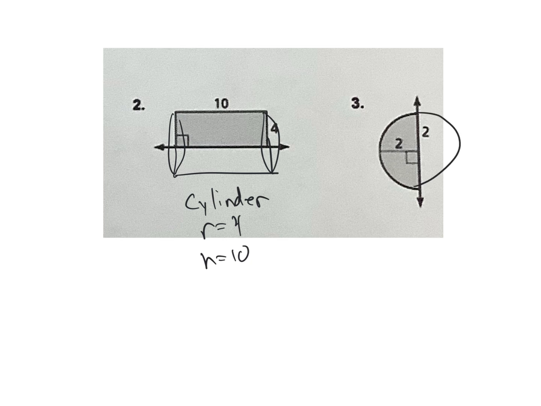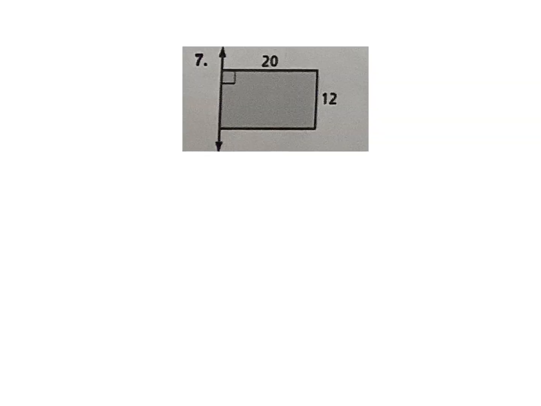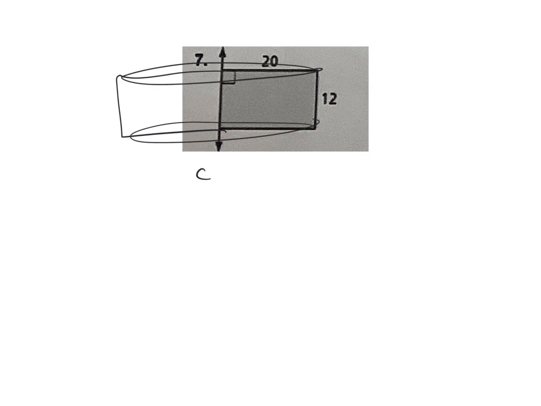And here we're going to get a sphere. So I'm drawing this quickly. The radius is 2. That's all you need for a sphere. Number 7. Oops, I drew it on the wrong side there. You get a very fat cylinder. The radius is 20 and the height is 12.